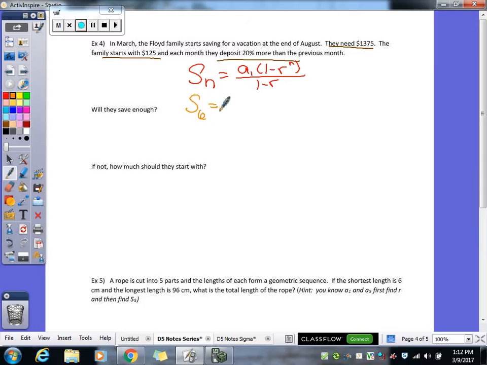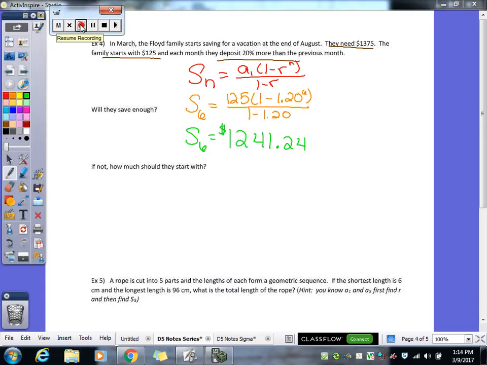So S of 6 equals, first month they put how much in? 125. Each month they deposit 20% more. So what would our r be? It's 20%, so 1.2. We have to make it a growth, so 1.20 to the 6th power over 1 minus 1.20. So let's have you go ahead and type that in your calculator. Let's see what we get.